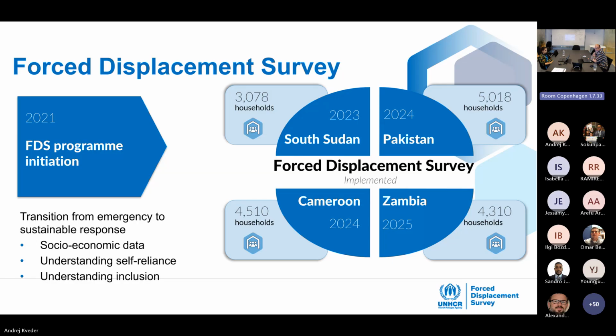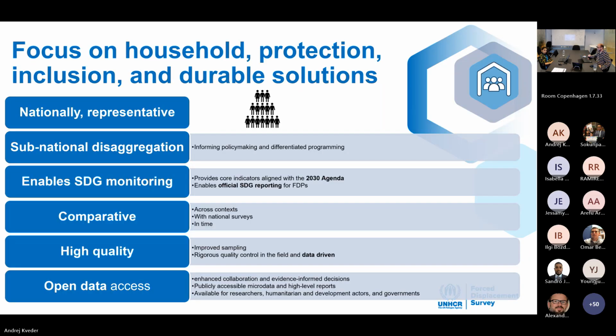To date, we have implemented 4 FDS surveys. The first one was in South Sudan in 2023, and the most recent one in Zambia in 2025. FDS is a household survey and focuses on protection, inclusion, and durable solutions. It is a nationally representative sample of all the forcibly displaced, focusing, in those 4 countries that I mentioned, on registered refugee populations in the hosting countries.